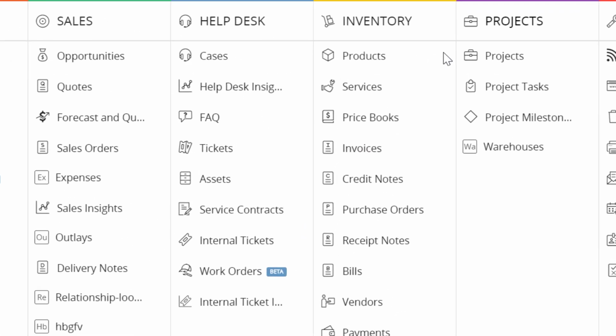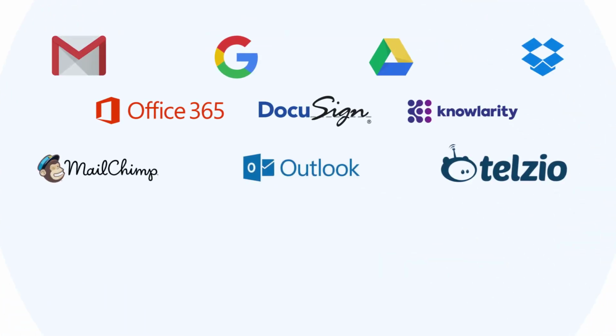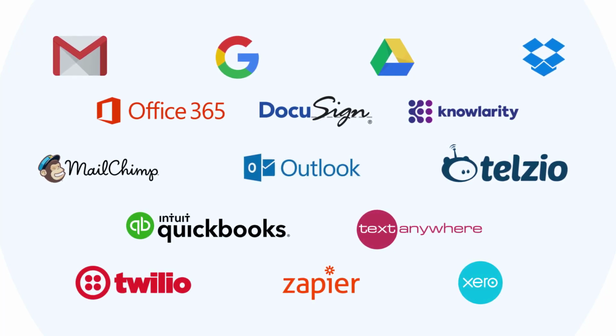Furthermore, Vtiger One offers a robust system to manage your projects and inventory. Also, it integrates with over 500 business applications to keep the rest of your business in sync.